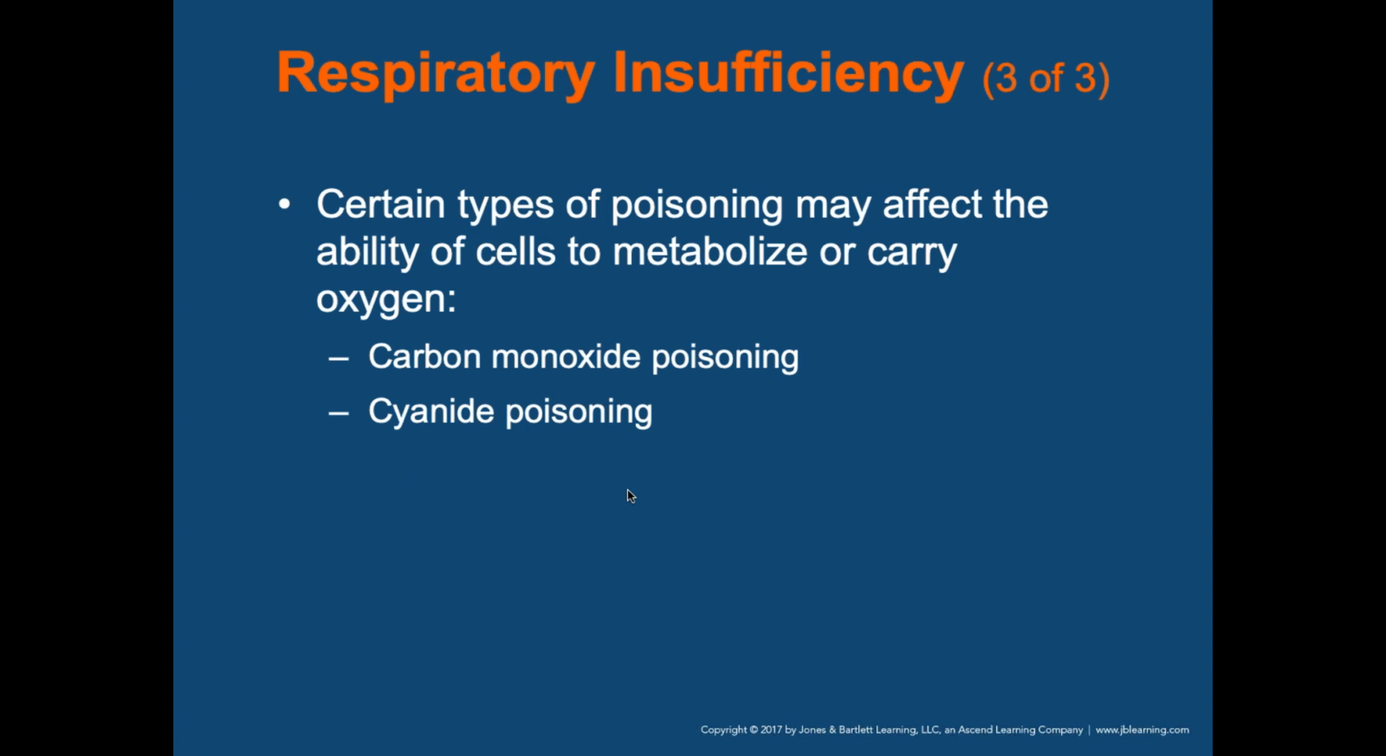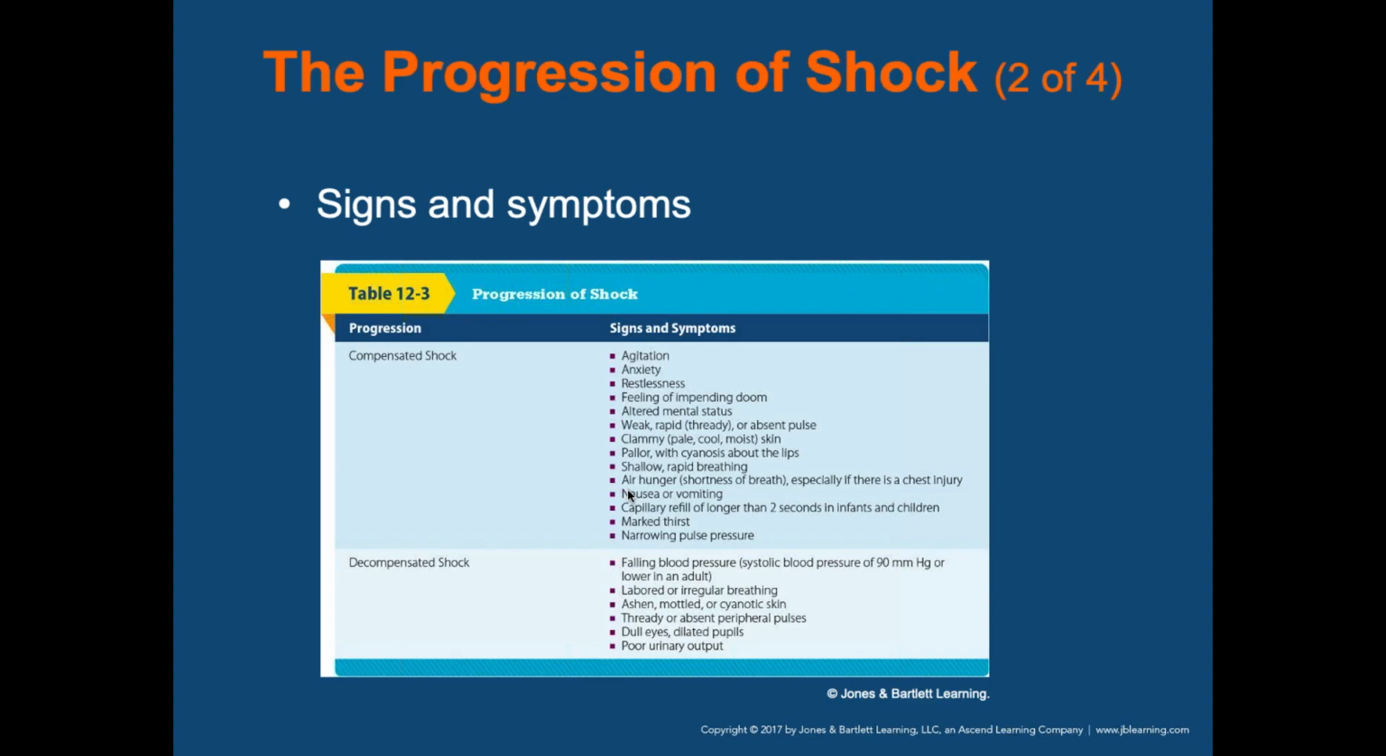Certain types of poisoning may also affect the ability of cells to metabolize or carry oxygen. So carbon monoxide poisoning, the other one would be cyanide poisoning. When we get into toxicology, we'll cover more stuff on cyanide.